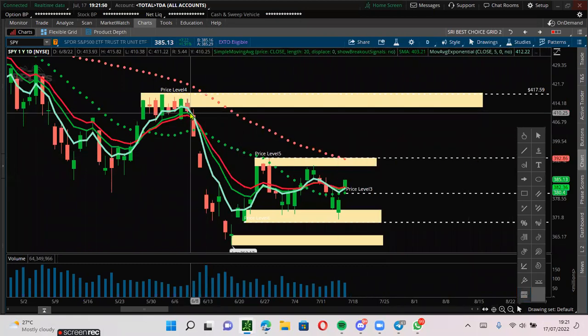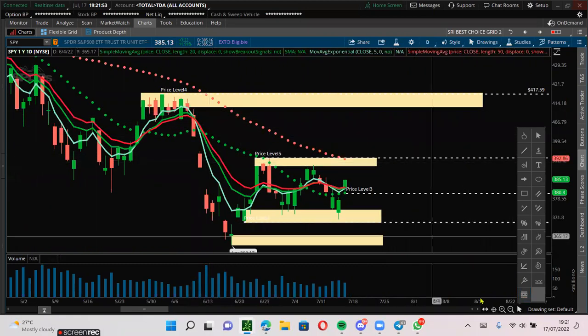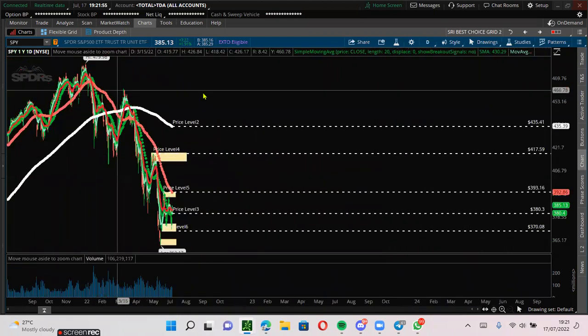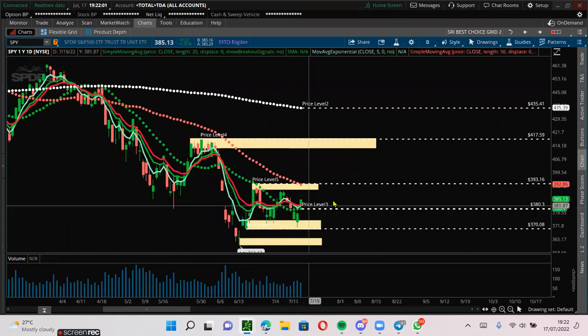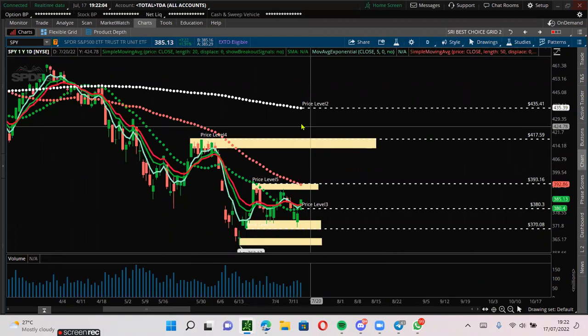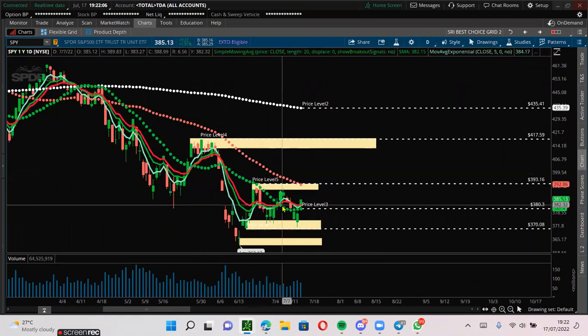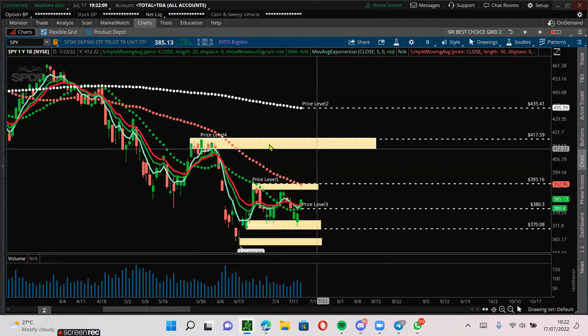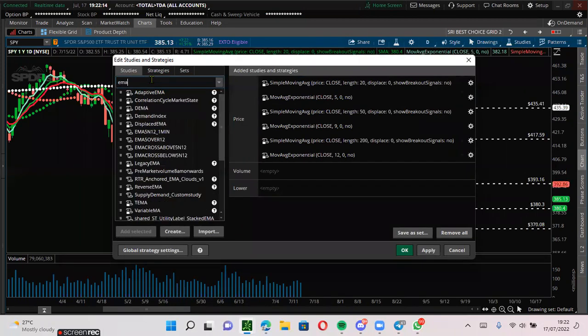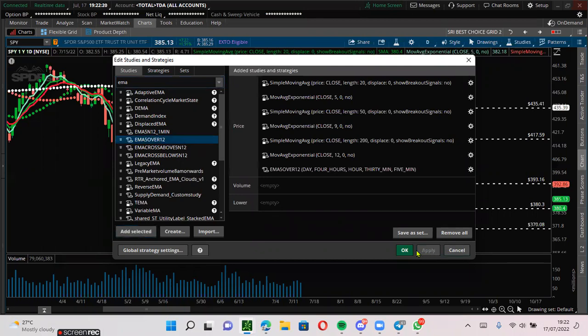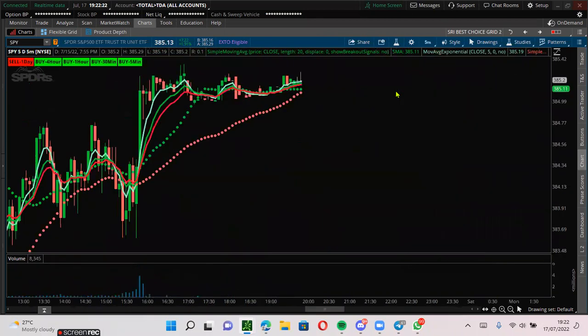So I added the 20, 50, and 200-day simple moving averages. At the same time, I also added the 5, 9, and 12 EMAs. I wanted to know whether we are actually trying to, I'll add one more resistance, EMA 5 or 12. This is what I added just to know the trend of the market. I'll add it here.